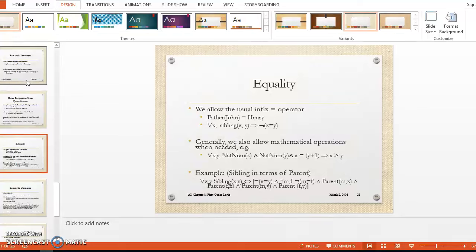We allow the usual infix operator: father of John equal to Henry; for all x, y, siblings(x, y) implies x not equal to y. Generally we also allow mathematical operations when we need to describe the equality symbol: for all x, y, number of x equal to number of y plus 1, so that x is greater than y.